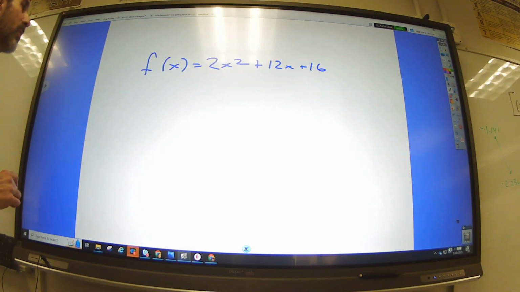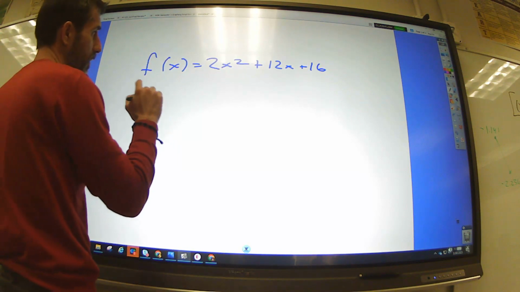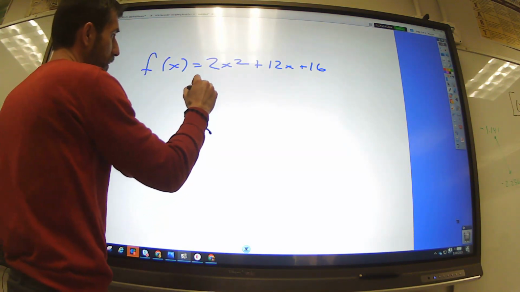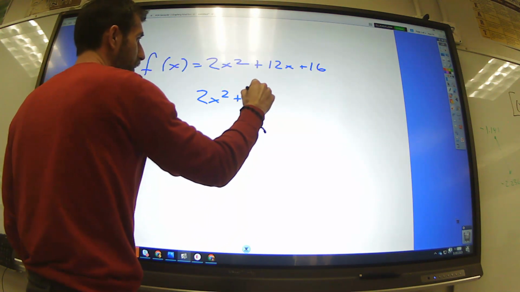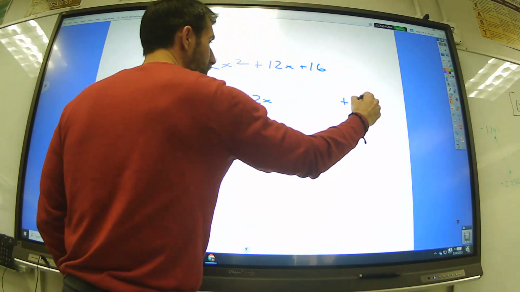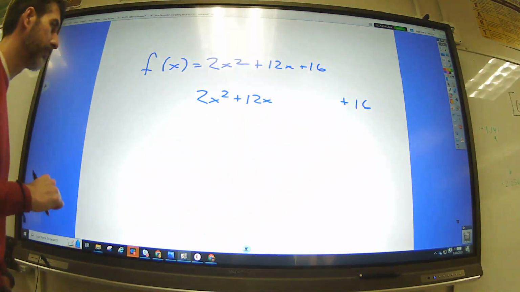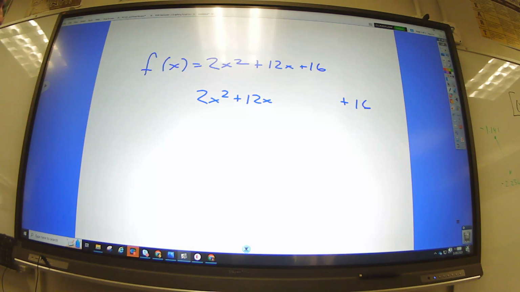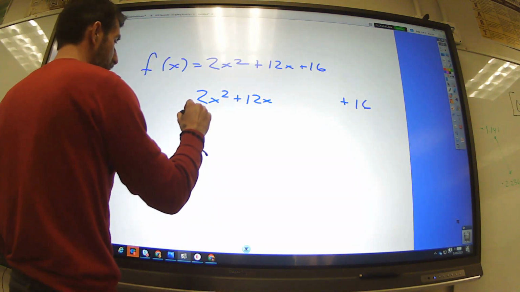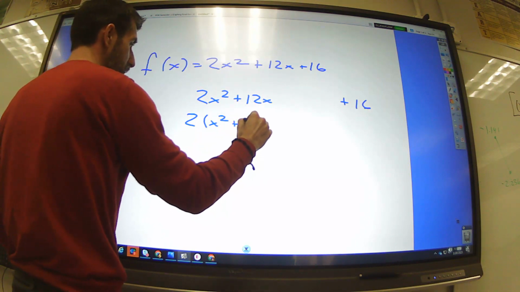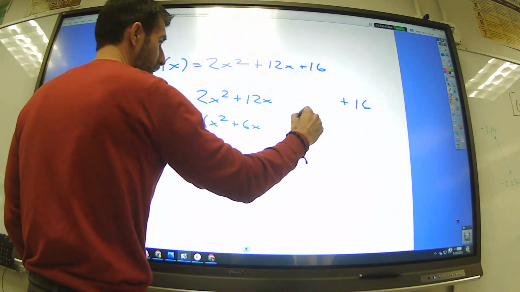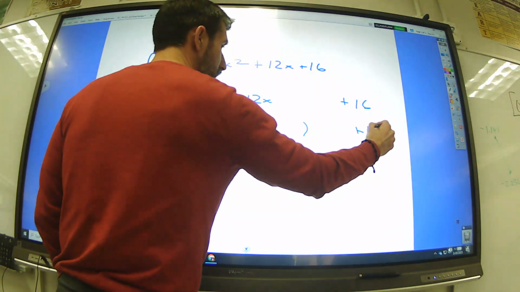I think what we want to do is let's go like this. Write it as, even though we can factor this out, it's going to be easier to go 2x squared plus 12x. We hit the plus 16 over here, right? Now, let us factor out the 2 and make this x squared plus 6x. Go like this and hit the plus 16 over here, right?